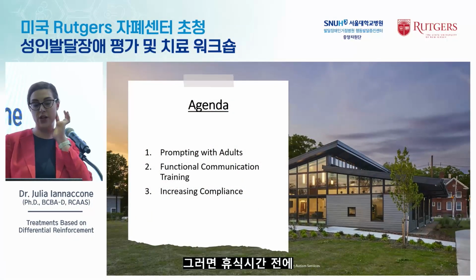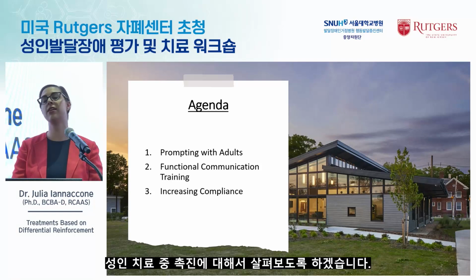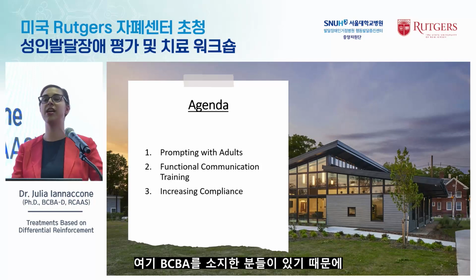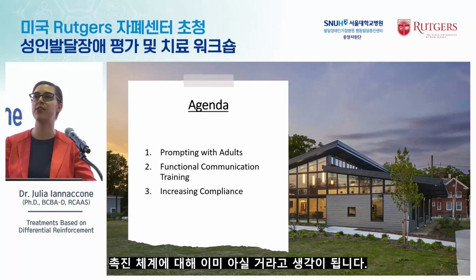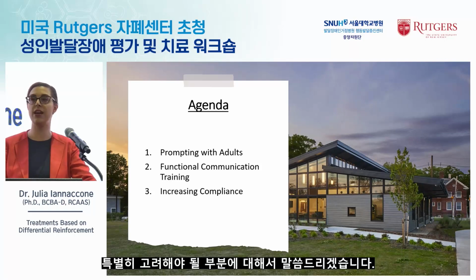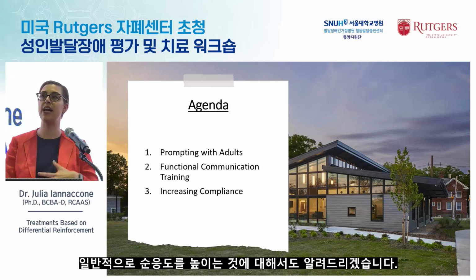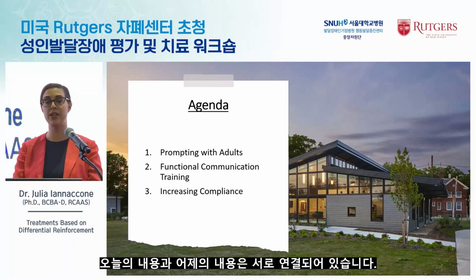So in this part, before the break, we're going to cover how to prompt adults specifically, especially if you're a BCBA in the audience. I'm sure you've heard of prompting hierarchies before, but I'm going to talk about some special considerations to make when you're working with adults. Then talk about functional communication training, and also how to just generally increase compliance. And a lot of this is going to tie from yesterday, so we're still going to talk about Bruce today.